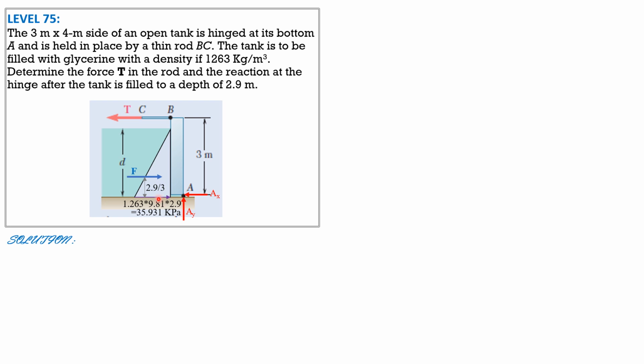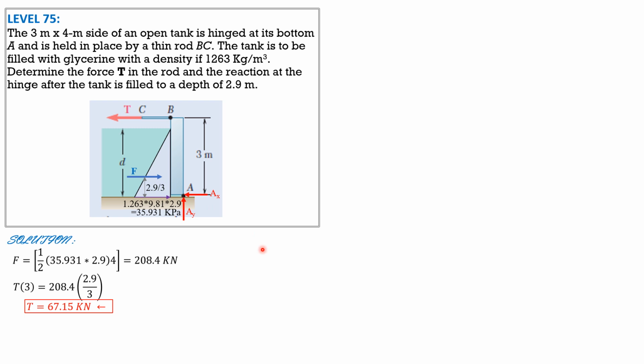So let's solve for F. F is the volume of the pressure diagram, 1/2 of 35.931 kilopascals times 2.9 meters, the depth, and perpendicular to the board, 4 meters. So 208.4 kilonewtons. Then we sum up moments about A equals 0. So T times 3 equals F times 2.9 over 3. From there, we can solve for the tension, which is equal to 67.15 kilonewtons leftward.